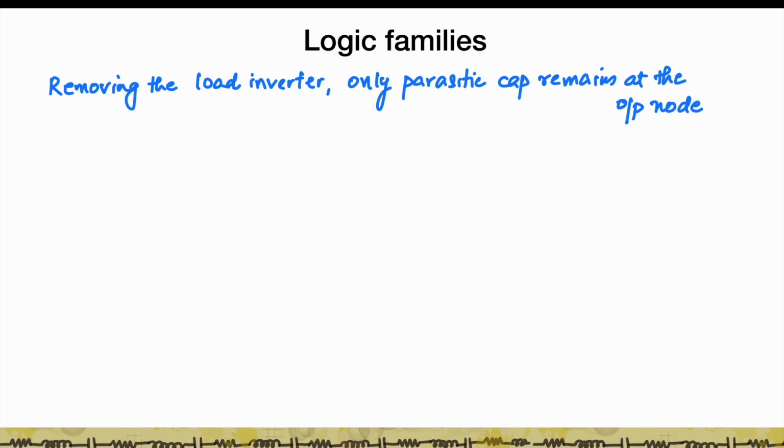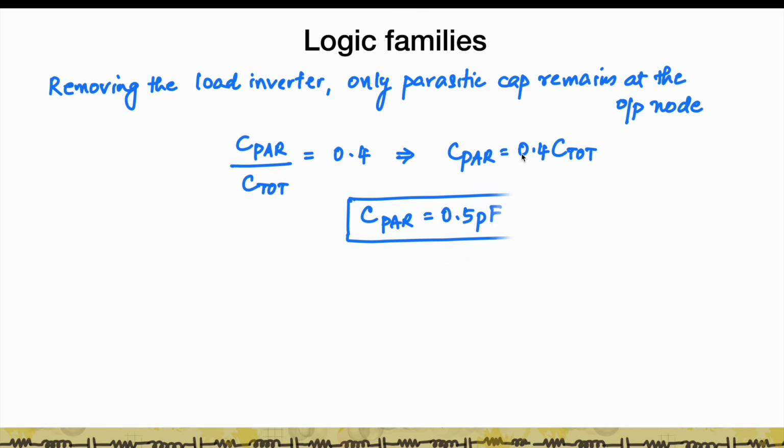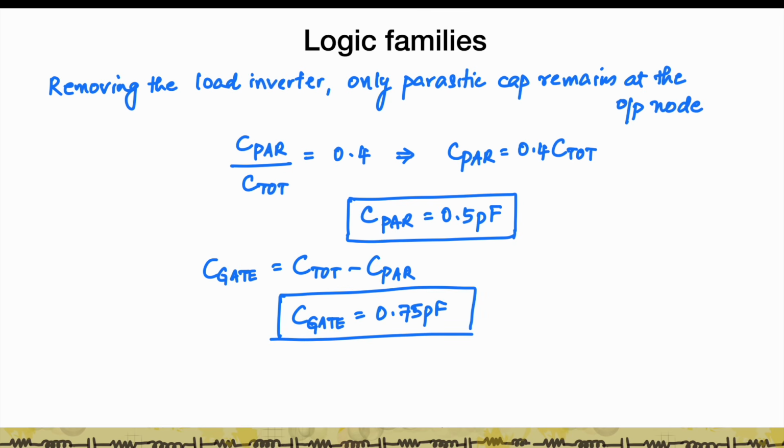Now when I remove the load inverter and only the parasitic cap, that is the self-loading of the inverter, stays, I see my delay drops to 40%. That is, my parasitic capacitance is only 40% of my total capacitance. That gives me the parasitic component of the total capacitance. Given the total capacitance, I can now find my parasitic capacitance, that is again 0.5 pF, which tells me that my total gate capacitance is total capacitance minus the parasitic capacitance, which is 0.75 pF.